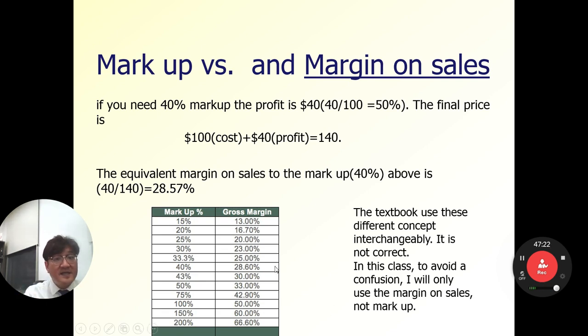In this case, what is the margin on sales? Your final price is 200, and your profit is 100. Then 100 divided by 200, your margin on sales is going to be 50%. So the equivalent margin on sales to the 100% markup is going to be 50%.